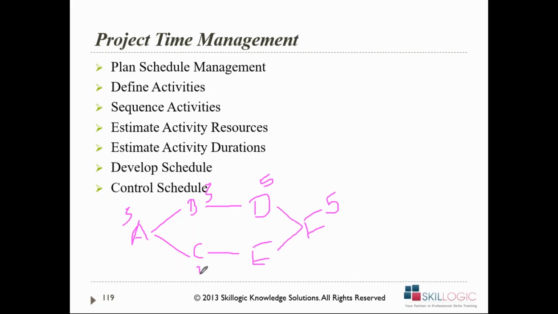C and E are taking 3 days each, right? So that means your longest chain is A, B, D, F, right? Now, in this A, B, D, F, you cannot delay your activity. Imagine if for some reason, because let's say there was an unknown risk, for known risk you have already planned, right? For an unknown risk, activity B gets delayed by 2 days.